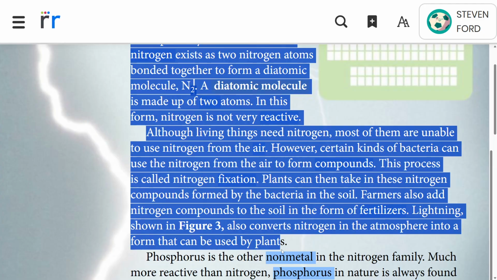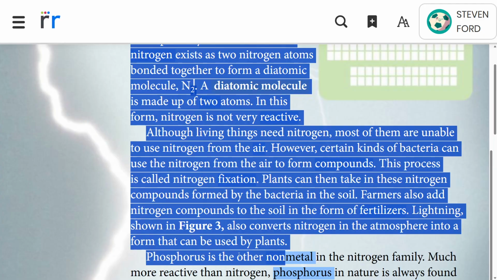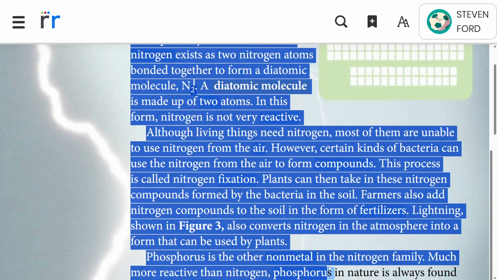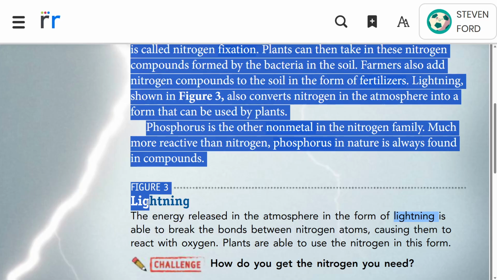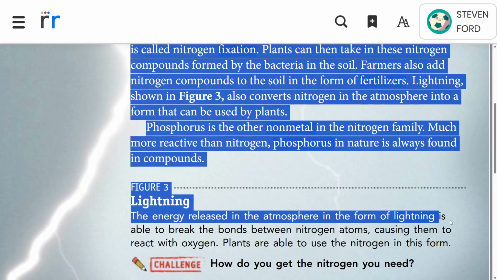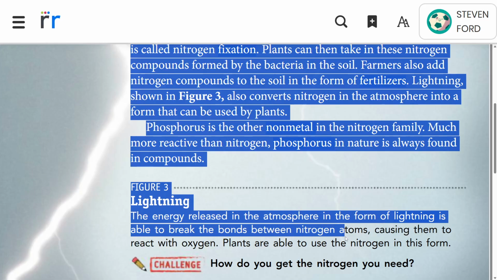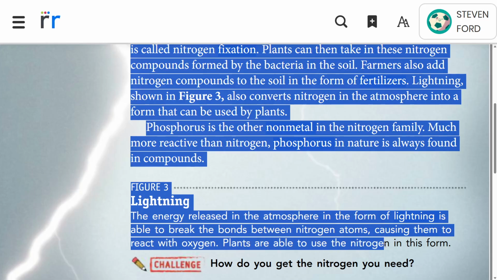Phosphorus is the other nonmetal in the nitrogen family. Much more reactive than nitrogen, phosphorus is not found alone in nature and is always found in compounds. Lightning: the energy released in the atmosphere in the form of lightning is able to break the bonds between nitrogen atoms, causing them to react with oxygen. Plants are able to use the nitrogen in this form.